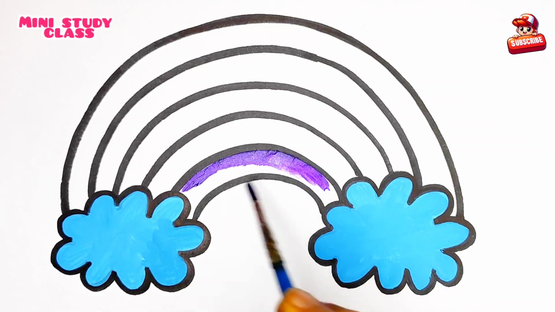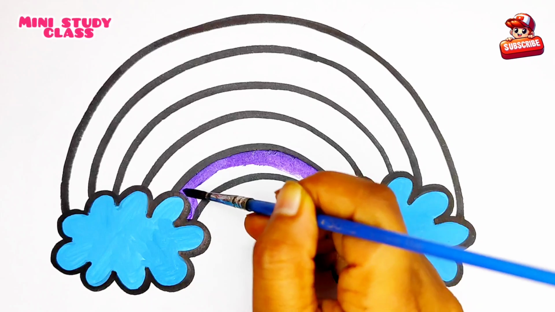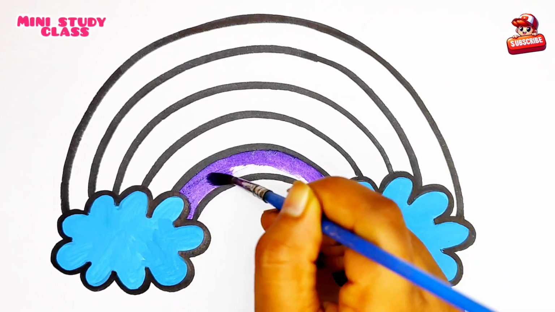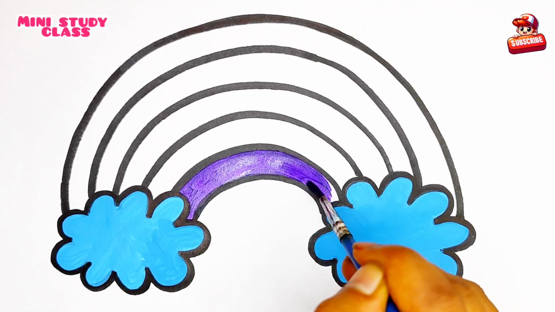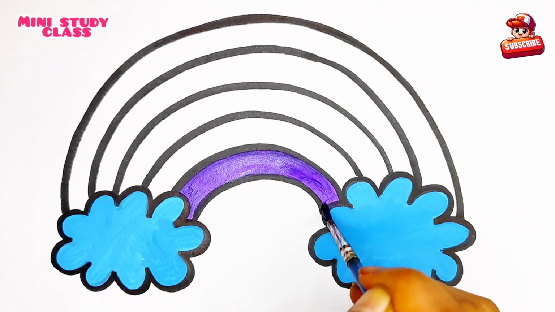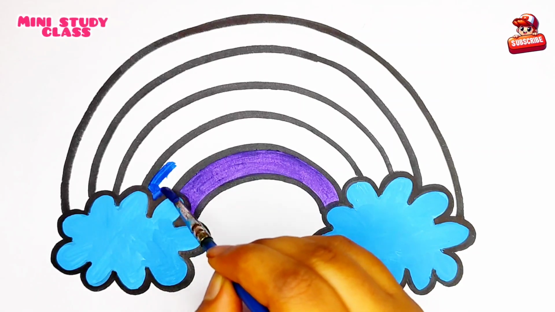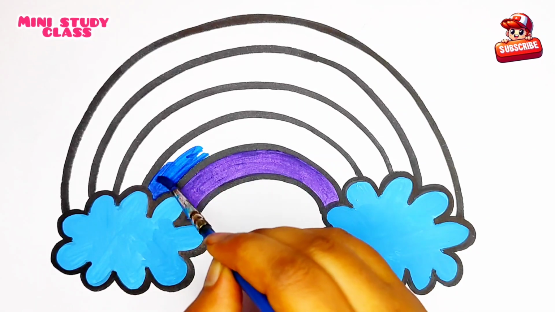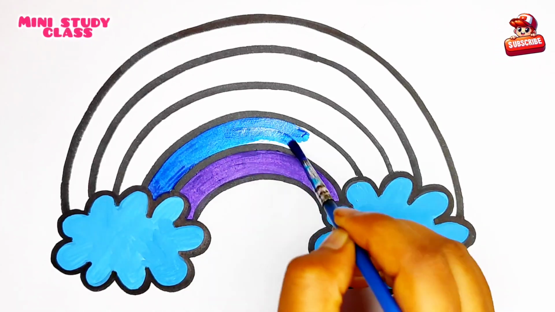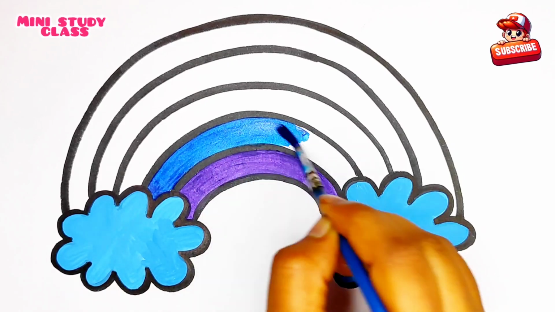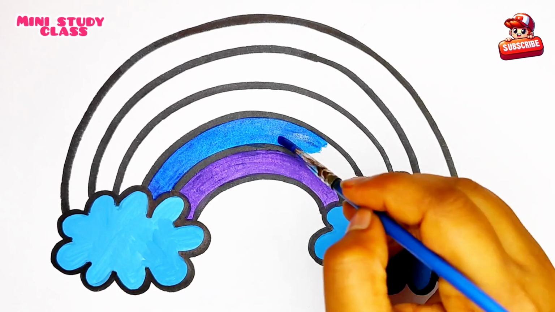Purple color. Blue color. Rainbows appear opposite the sun in the sky. They can be seen when the sun is behind you and it's raining in front of you.